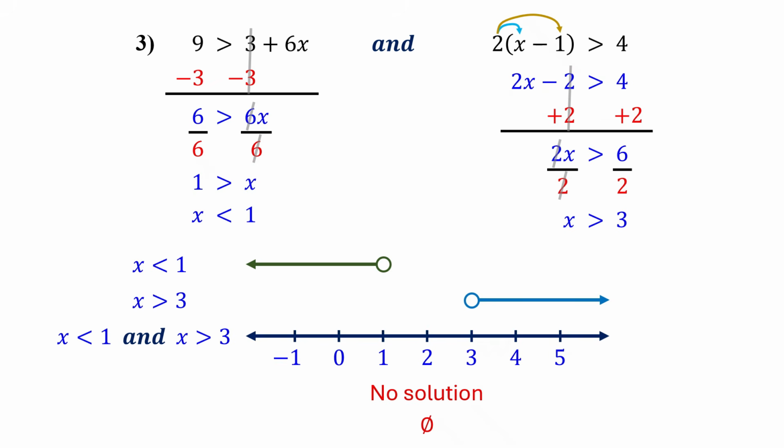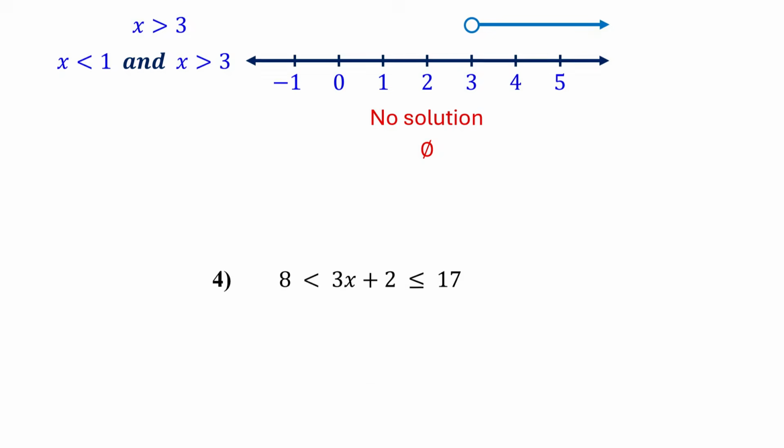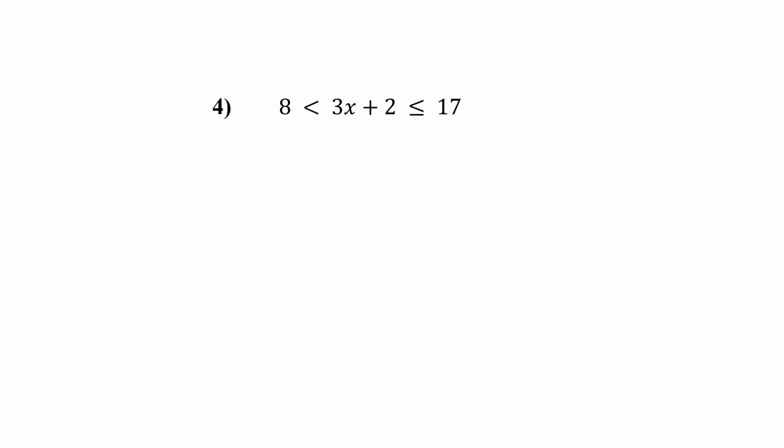To sum it up, for an and compound inequality, if the two graphs overlap, the solution is the overlap region. But if there's no overlap, then there's no solution. Makes sense, right? Awesome. Now let's look at a special, more compact type of and compound inequality, the double inequality. The best part, it's often even easier to solve.